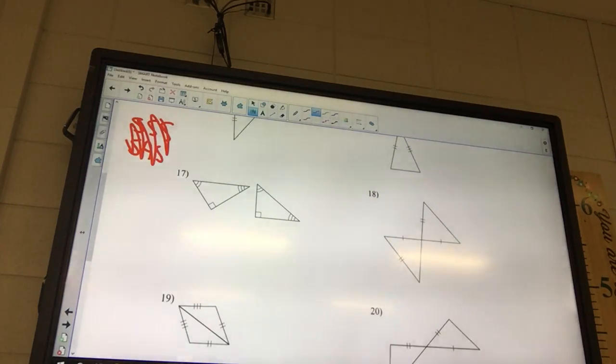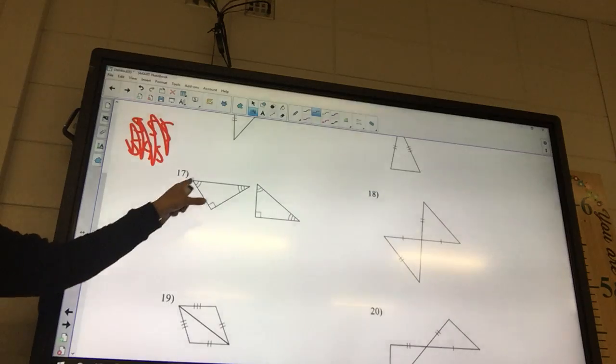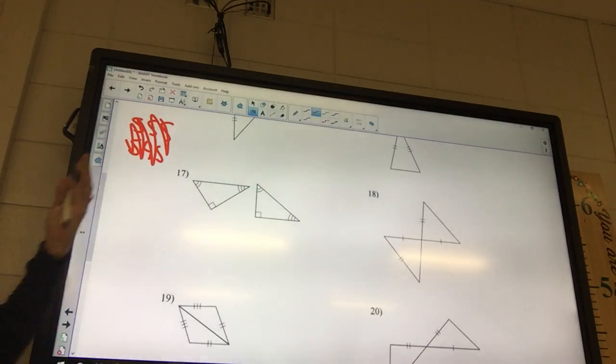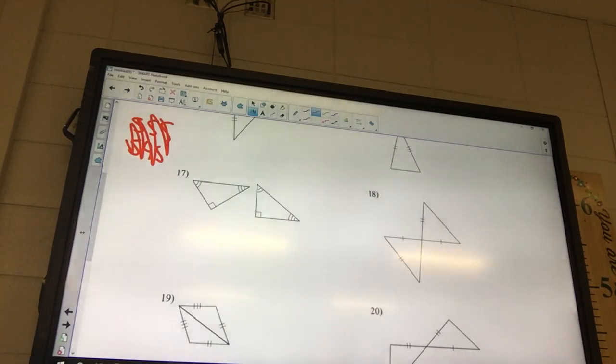A side and an angle. No, just the angles are marked, the circle part. I don't know how some of you guys are seeing a side marked. Their angles are marked. See how these are all on the inside of the triangle? Those are the angles. They're not touching.